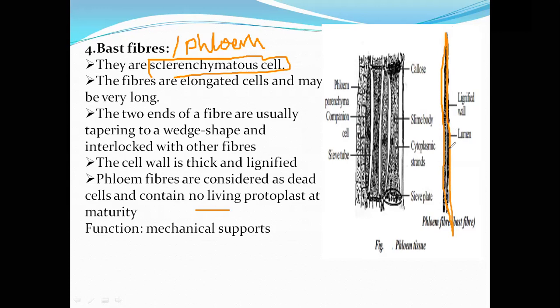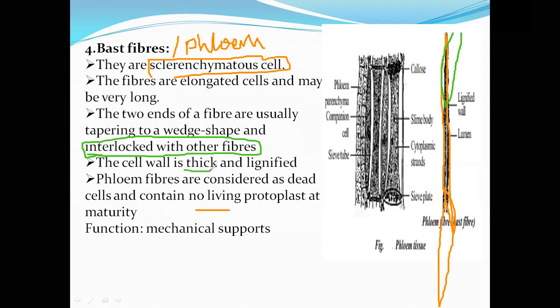Here each fiber cell interlocks with the other fiber cell. This is one fiber cell, and this is the next fiber cell. See, like this, this is the way of interlocking. So they are fully interlocked with the other fiber cells.